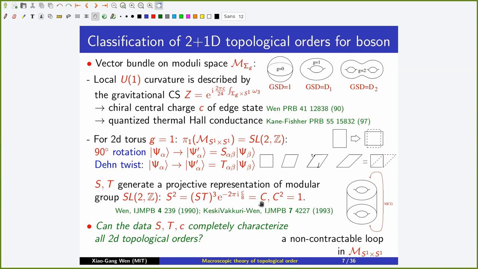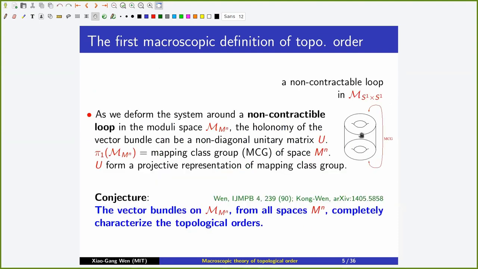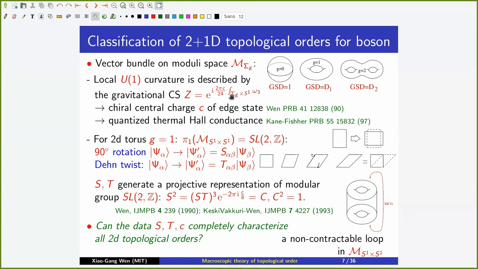Here, maybe we can discuss this. When you deform, when you consider a loop in moduli space, you are actually considering a time-dependent metric. A metric on the space that depends on time, and that gives you a metric on space-time. So a trajectory, a loop in moduli space, corresponds to a particular curved space-time. However, this space-time has a restricted geometry. It's Sigma_g, a genus g Riemann surface, for space, and the time direction is always S^1.